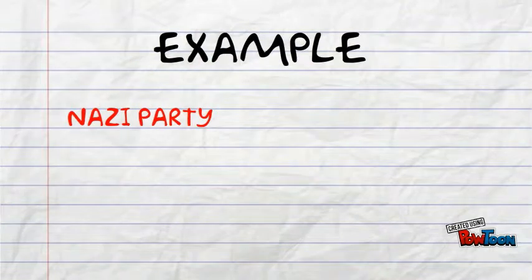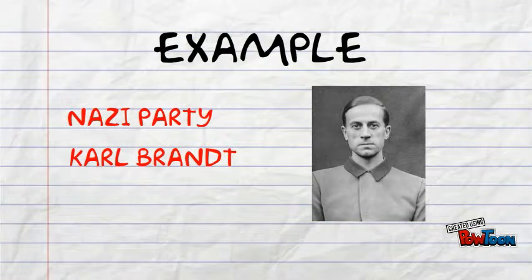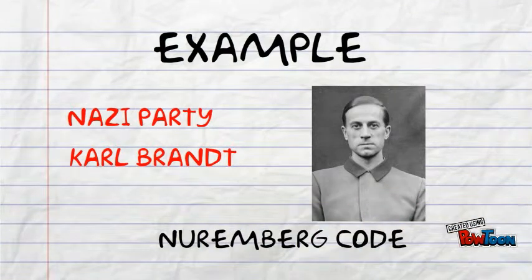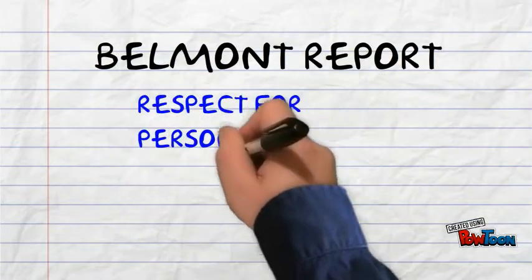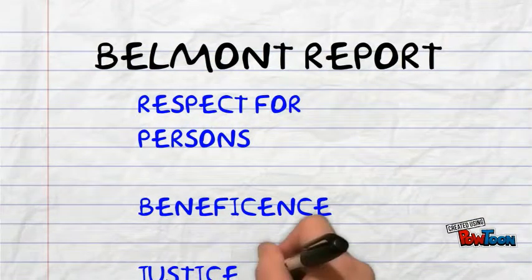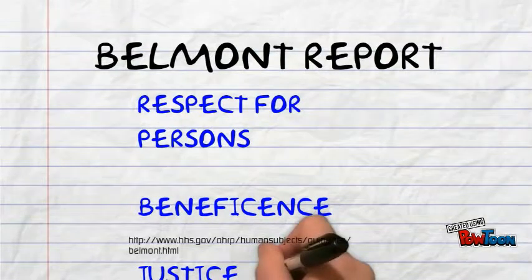A good example of unethical research is the research by the Nazi Party during World War II. Karl Brandt was a personal physician of Adolf Hitler, and after the war was charged with the crime of human experimentation. At the Nuremberg trial, he was convicted, and the Nuremberg Code was founded as a basis for ethical research. The Belmont Report was established in 1974 by the United States government, which contained three core concepts of ethical research. 1. Respect for persons. 2. Beneficence. And 3. Justice.